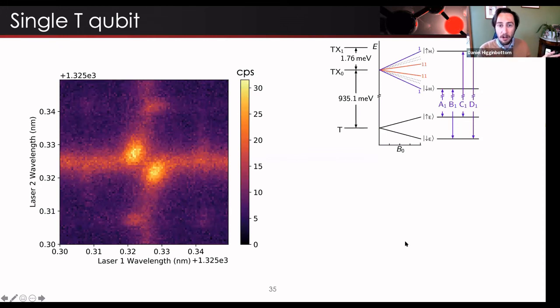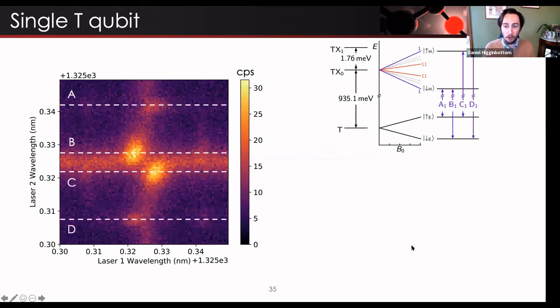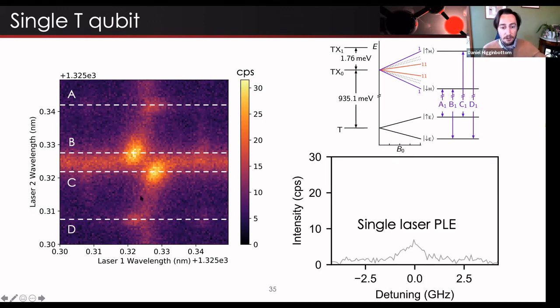But just picking out one of these centers to look at, the bright spots on the spectrum correspond to different combinations of the spin-dependent transitions shown here, A, B, C, and D. We can resolve all four of those spin-dependent transitions. Another way to illustrate this is to fix one laser and scan the other in pump probe spectroscopy.